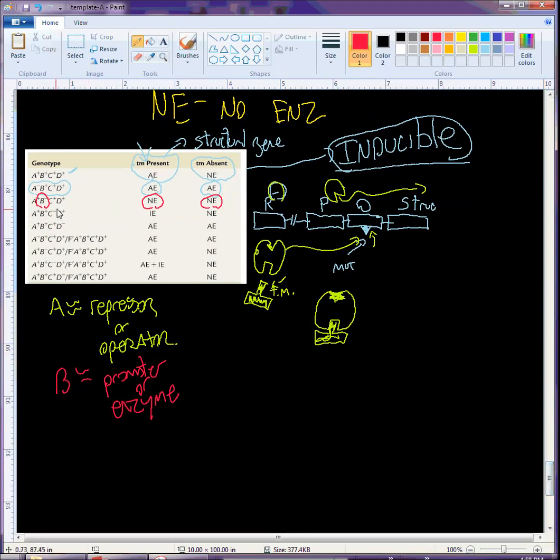Okay, here, C is mutated. Everything is normal, but C is a mutant. And when the molecule is present, we have inactive enzyme. And when the molecule is absent, we have no enzyme. Okay, so it looks like everything is functional. Everything is working as normal. We add the theoretical molecule. The structural gene is transcribed, but it is inactive.